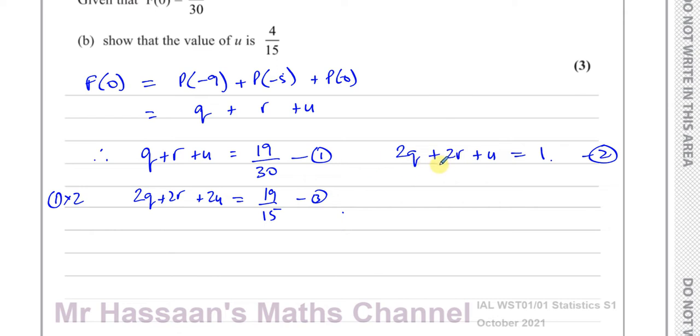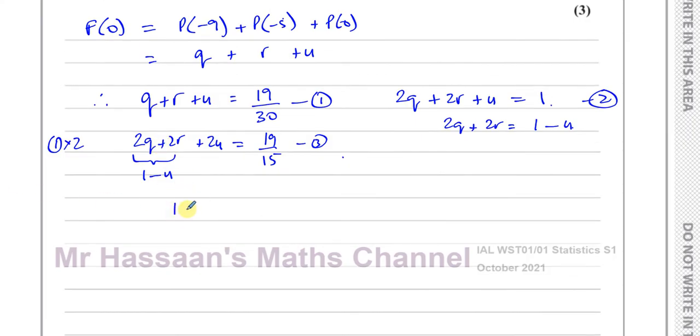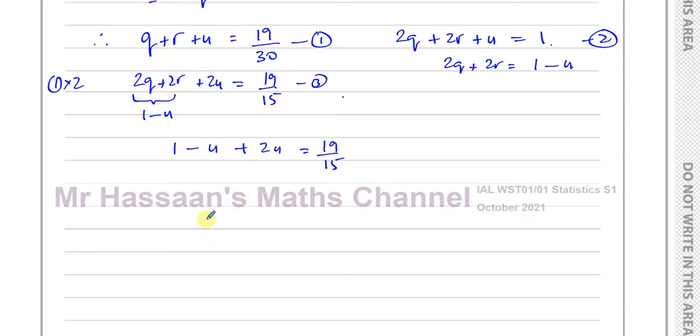Now I see that I can take 2Q plus 2R and replace it. 2Q plus 2R is going to be the same as 1 minus U, if I rearrange this. So I can use some sort of substitution, replace the 2Q plus 2R with 1 minus U. I hope you can see that, right? That 1 minus U is equal to 2Q plus 2R. So if I replace this with 1 minus U, I'll have 1 minus U plus 2U equals 19 over 15. So I get then 1 plus U equals 19 over 15.